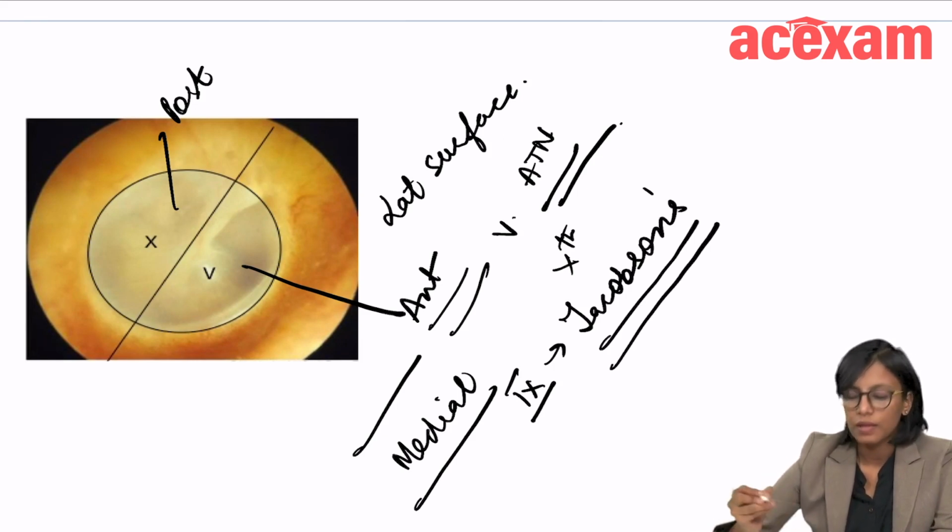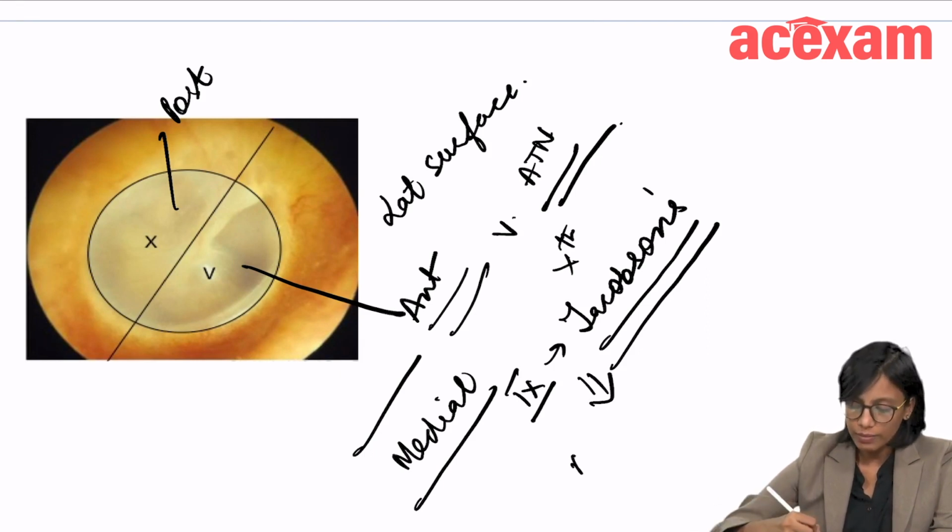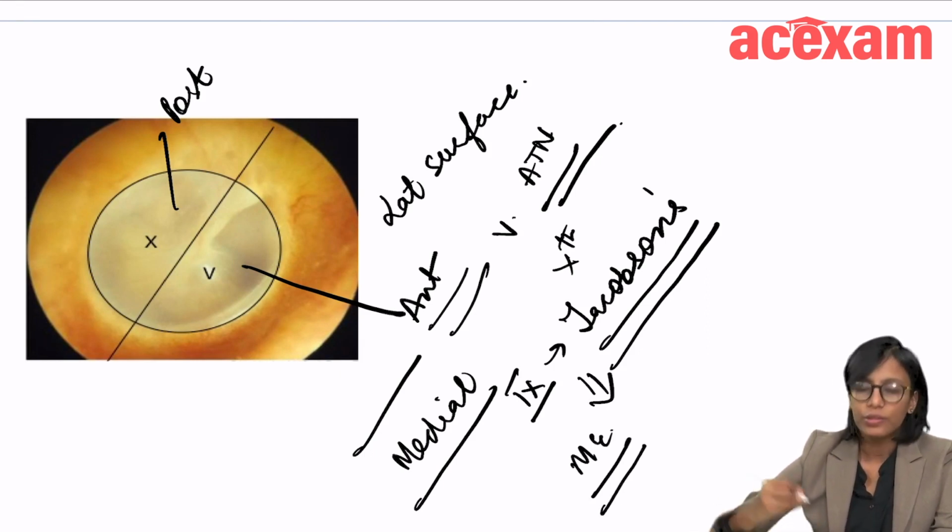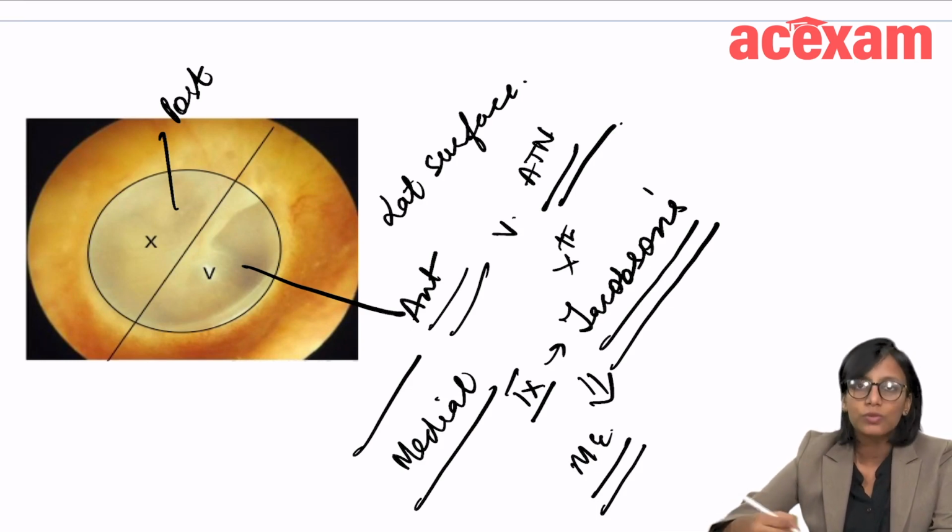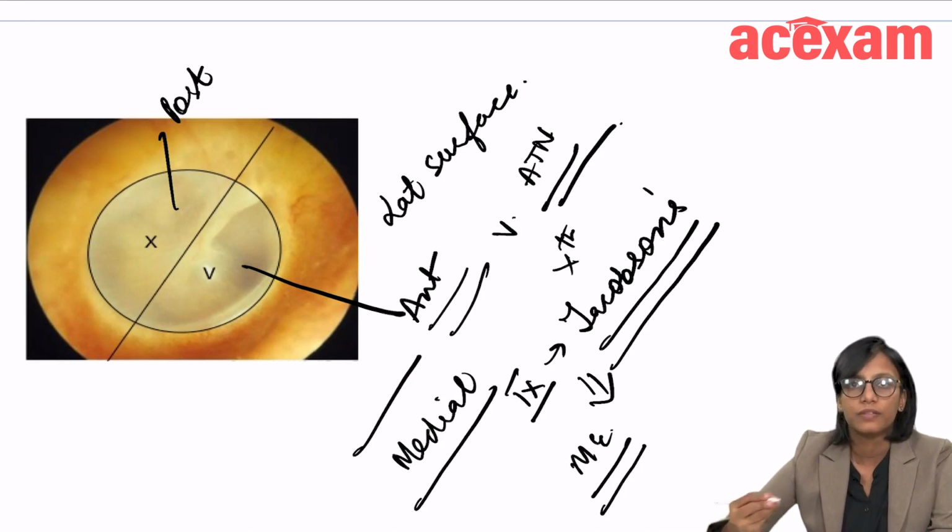Jacobson's nerve supplies the whole of the middle ear mucosa. Therefore, the tympanic membrane also has an inner layer of mucosa, and it also gets its supply from Jacobson's nerve.